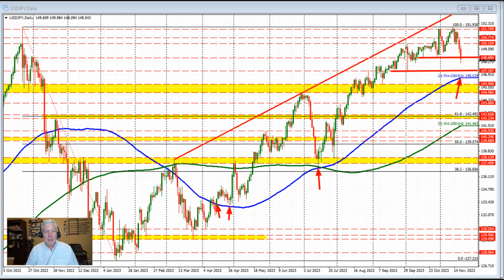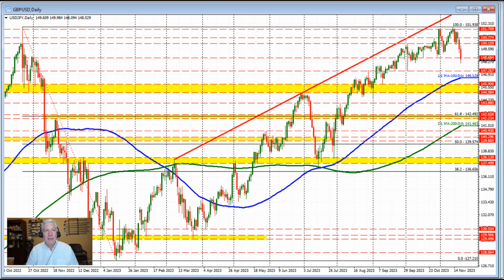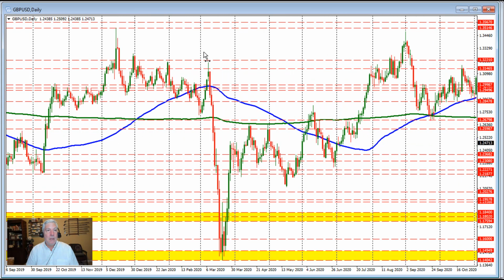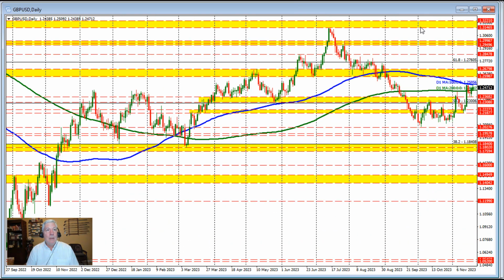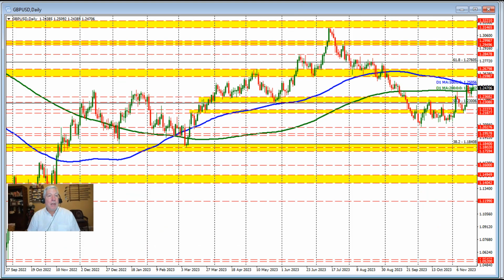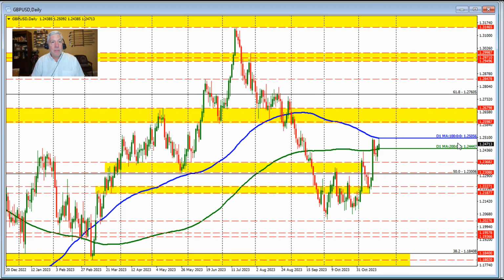Let's take a look at the sterling versus U.S. dollar. On the daily chart, we have the 100-day moving average coming into play at 1.25056, and the high price in trading here today reached 1.2509, so just above that level, and could not sustain momentum above the 100-day moving average.